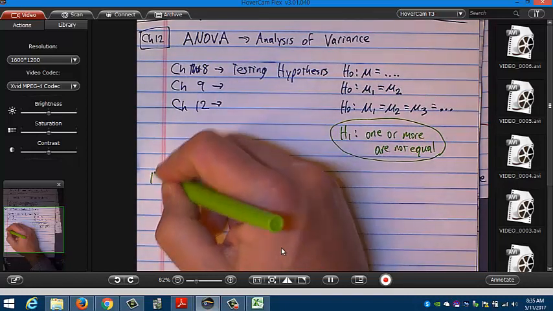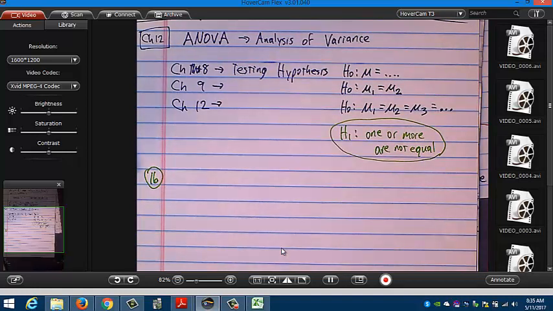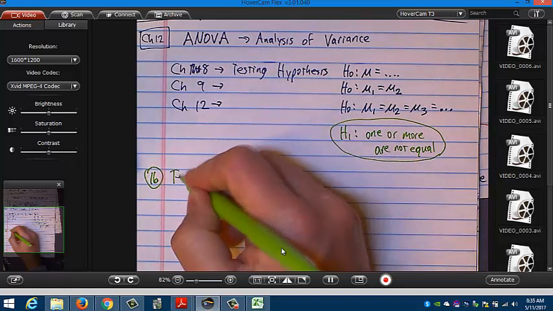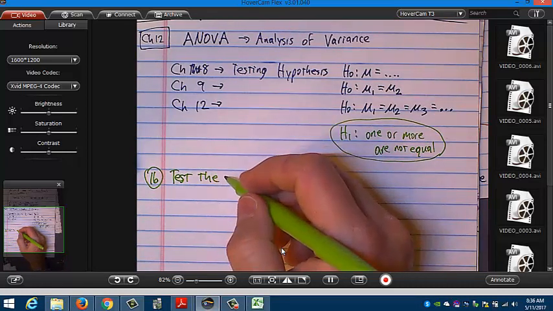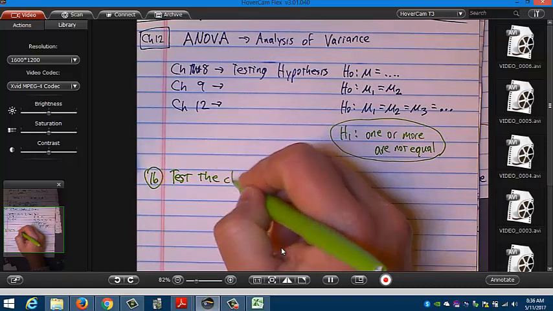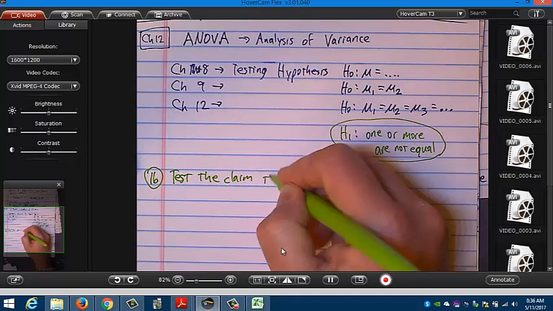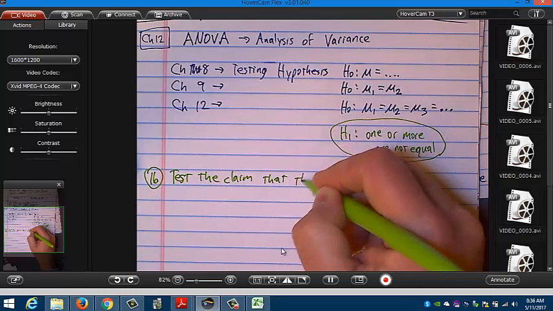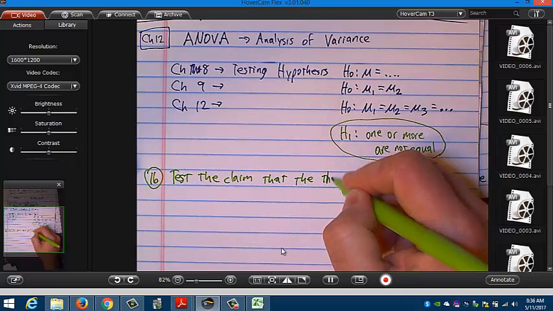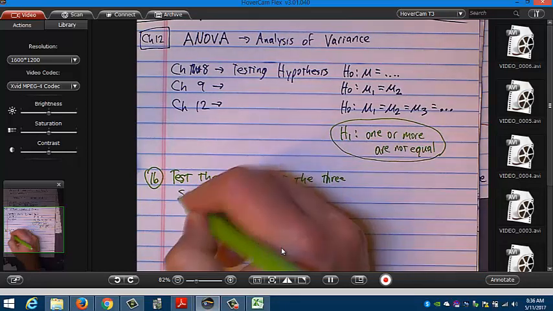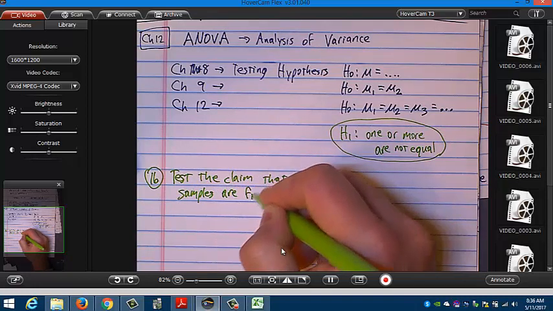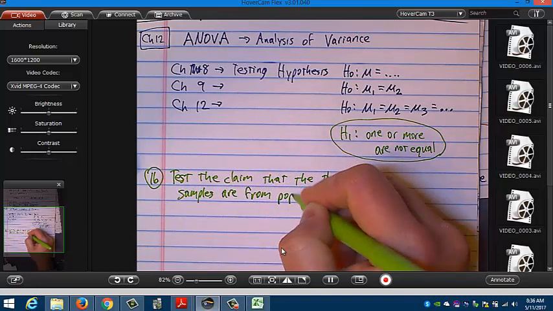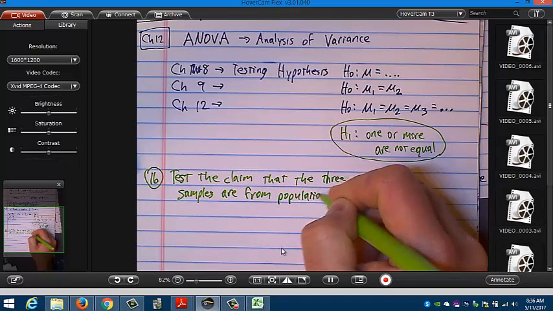Anyways, in problem 16, they ask me to test the claim that the three samples are from populations with the same mean.